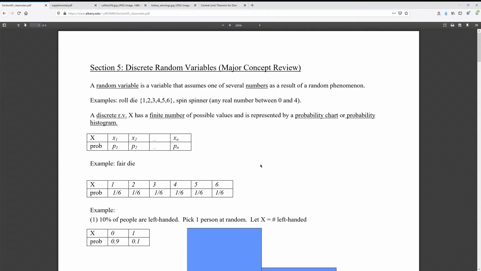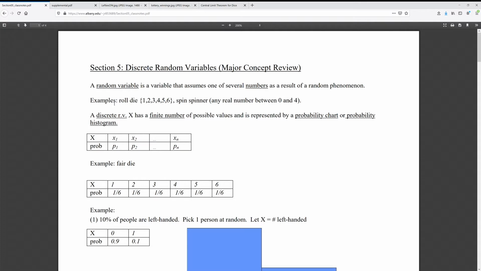Section 5, talking about random variables. So what we want to do is take the probability rules that we established in the previous section, and narrow them in a little bit on why they're of interest to us in this course.